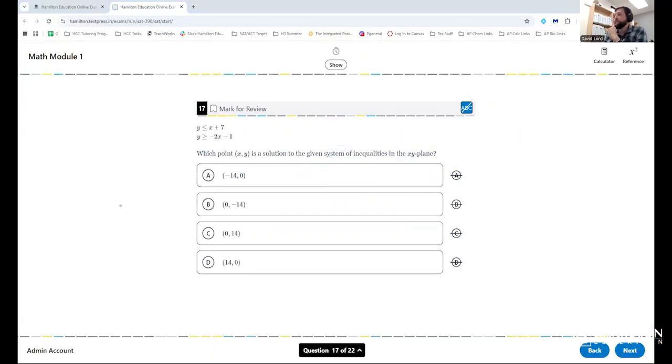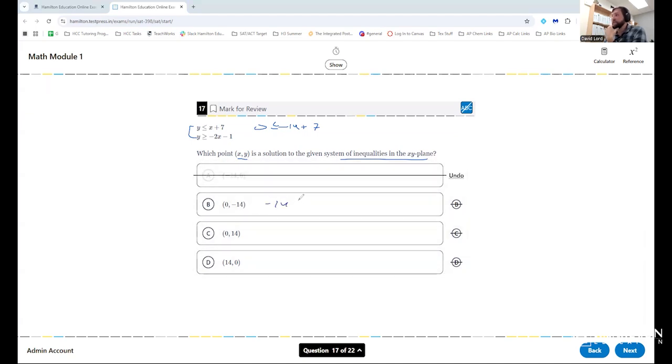Question number 17. We have another system of inequalities. Which point X and Y is a solution to the given system of inequalities? So from here, you can plug in points and check them if that's faster for you. You can also graph them and see which points match. Do I see any quick ones that I can eliminate? So for example, if I look at the first one, is 0 less than or equal to negative 14 plus 7? No, 0 is more than negative 7. So because it didn't work for one of them, we can cross it off.